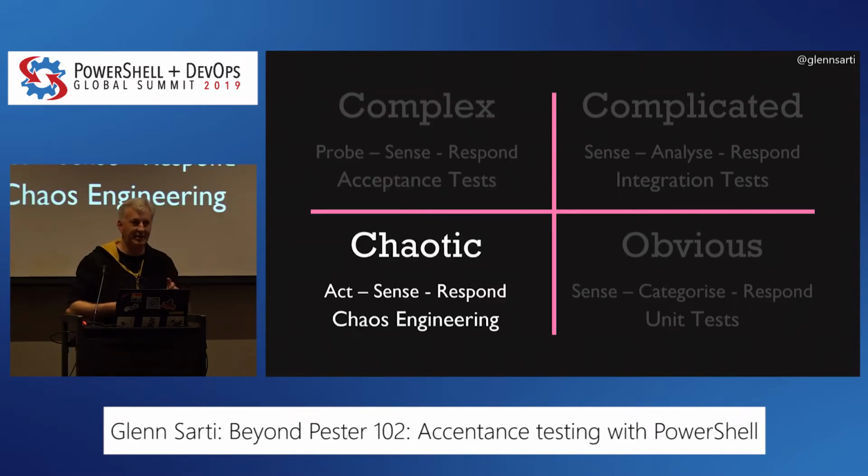The last one is chaos. That's chaos engineering or testing in production. Hopefully you've never run Pester tests which blow production up. If you do, you've got to fix your stuff and then worry about what you did in the first place.